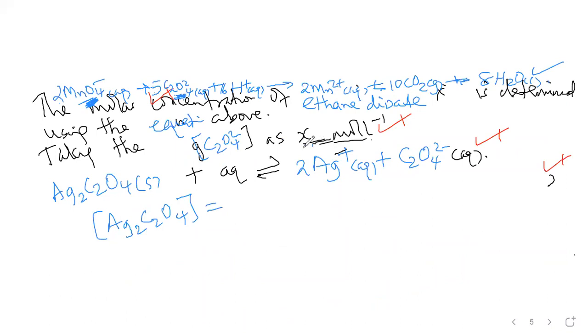Then using molar ratio, what do you think will be the value of the concentration of silver oxalate according to this equation? Will it be a half? No, it won't be a half. According to the equation, it will be equal to the molar concentration of the oxalate ions. Not so? The molar ratio here is 1 to 1. Okay?